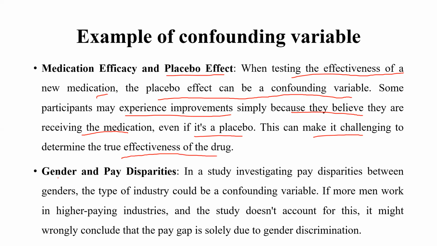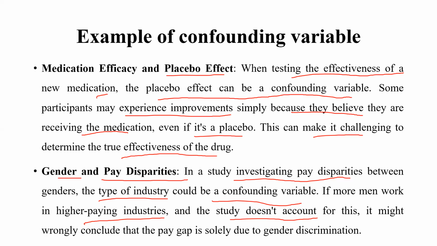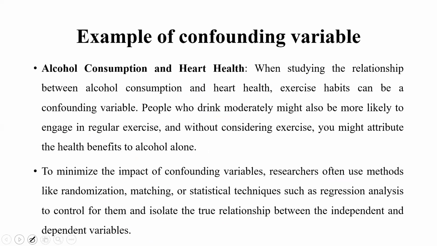And a few more examples like gender and pay disparities. In a study investigating disparities between genders, the type of industry could be a confounding variable. If more men work in higher paying industries and the study doesn't account for this, it might wrongly conclude that the pay gap is solely due to gender discrimination.